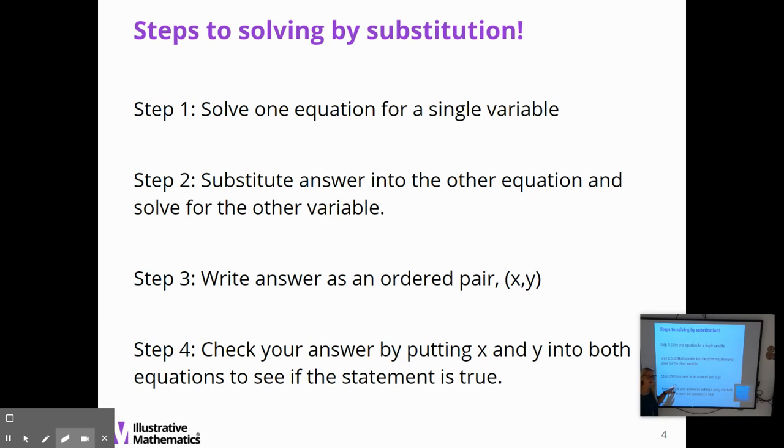Then step 3, we're going to write our answer as an ordered pair. And step 4, we're going to check our answer by putting x and y both back into the equation to see if it makes it true. Okay, so go ahead and pause the video and take notes. You're going to want to keep up with this information here.